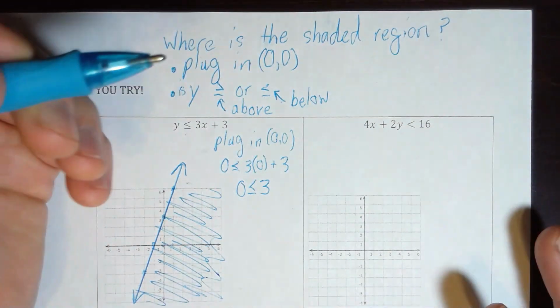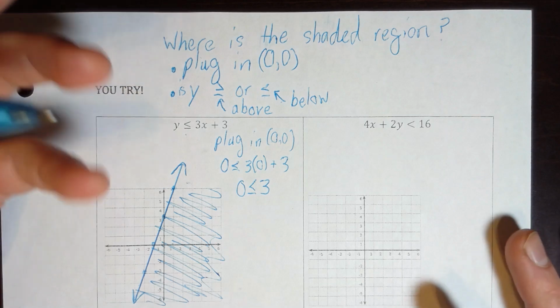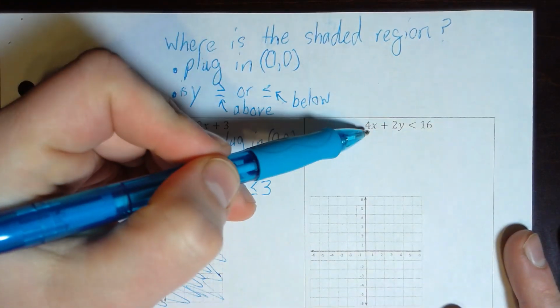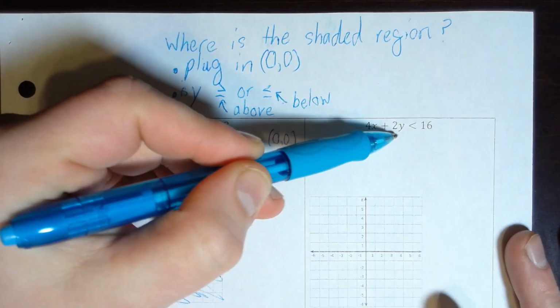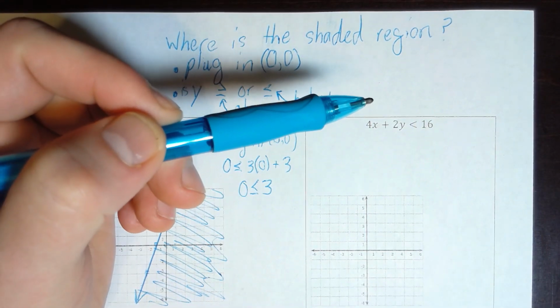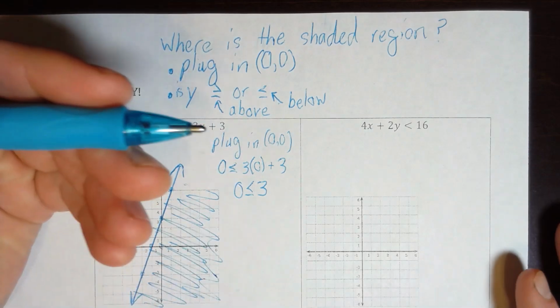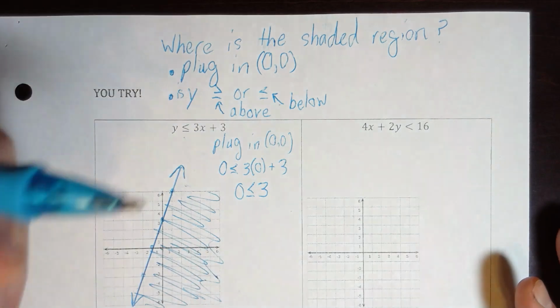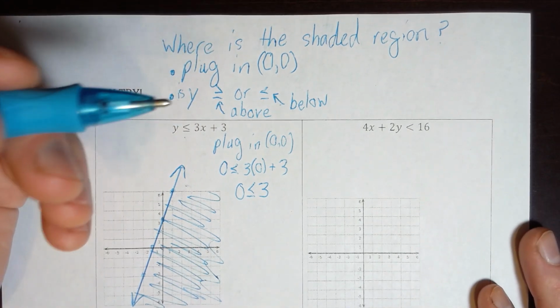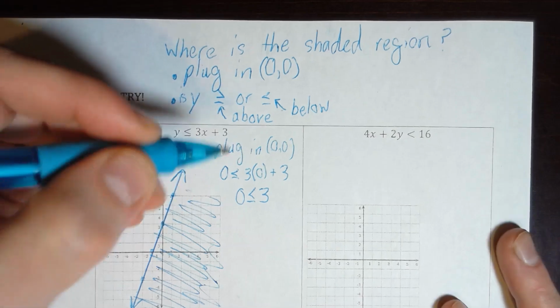Now, I could rewrite this in slope-intercept form. Feel free to do that if you want to. We just subtract 4x from both sides and divide by 2 on both sides. That would be pretty easy to get it into slope-intercept form, but I also want to show you that we can still use our x and y intercepts.